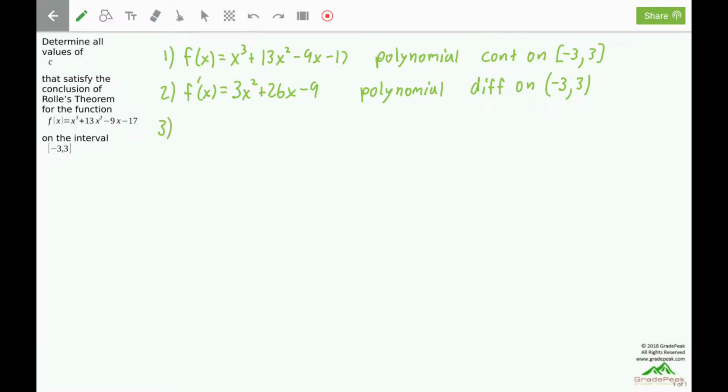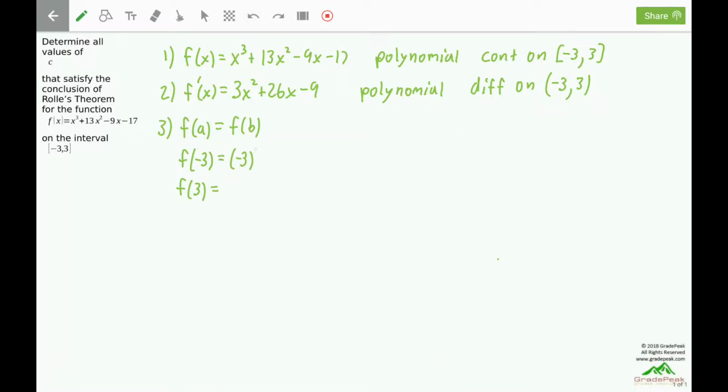The third condition: the function evaluated at its left endpoint has to match the function evaluated at its right endpoint. In this problem, we have the interval of -3 to 3. The left endpoint a will be -3, the right endpoint b will be +3. So we're going to evaluate the function at the -3 and the 3 endpoints.